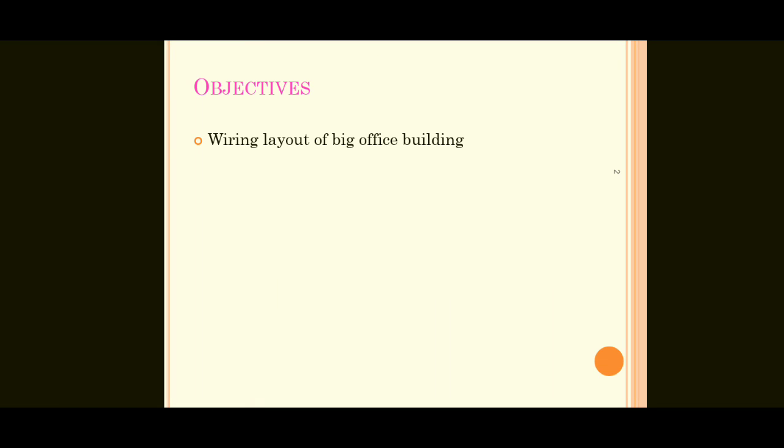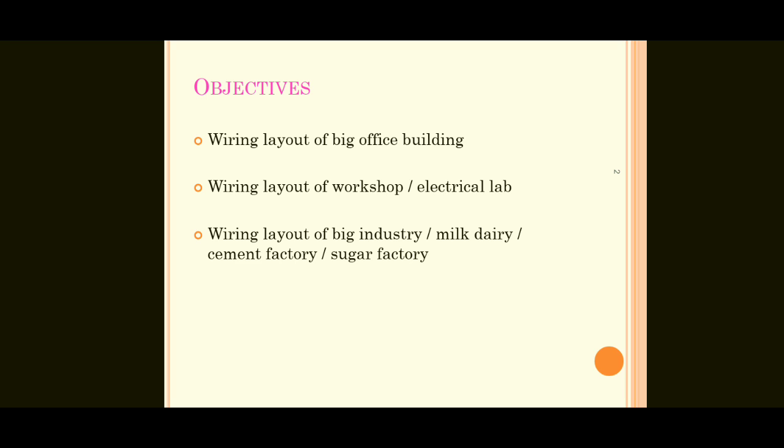Objectives: wiring layout of a big office building, wiring layout of a workshop and electrical lab, wiring layout of a big industry, milk dairy, cement factory or sugar factory, and wiring layout of a big hotel with a 4-storied building.